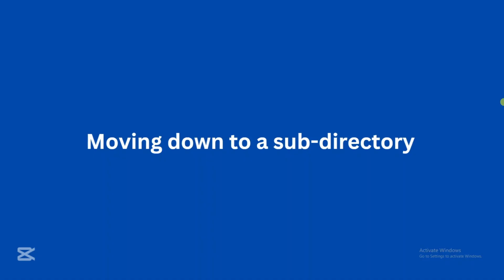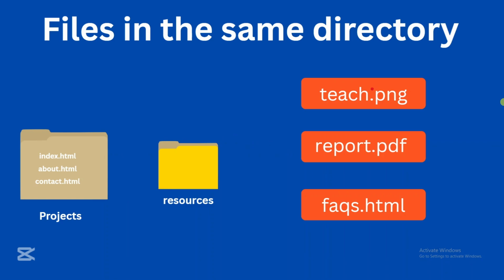We've looked at how to link files that are in the same directory. So what if we have another directory or folder and we have files in that folder and we want to link to those files? How do we go about it? So in this session, we're going to learn how to move down to a subdirectory. A subdirectory can simply be a subfolder. All right, so let's see an illustration.